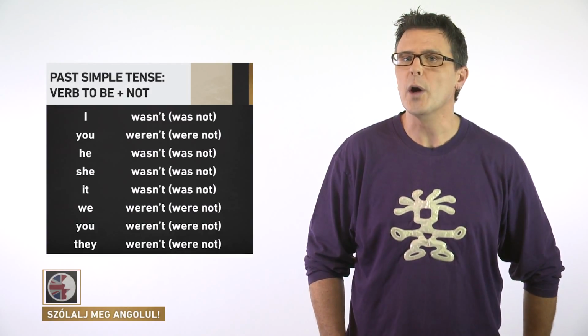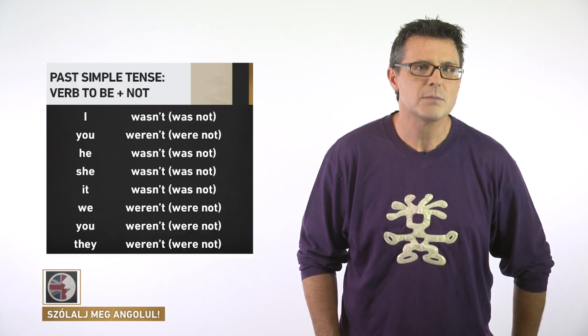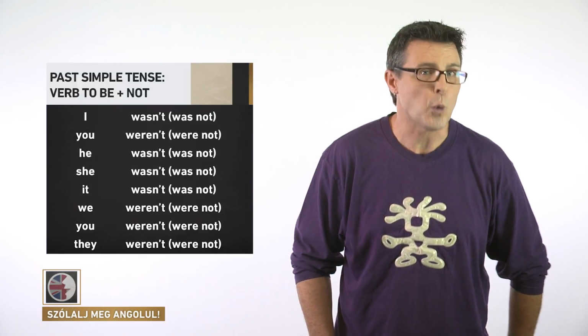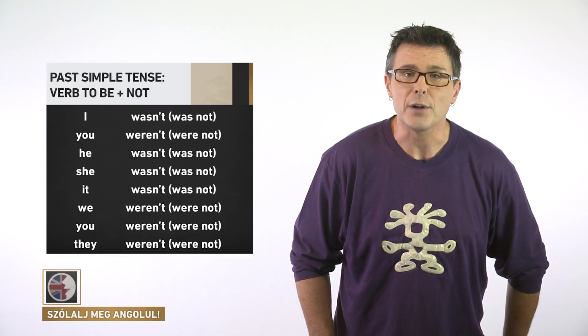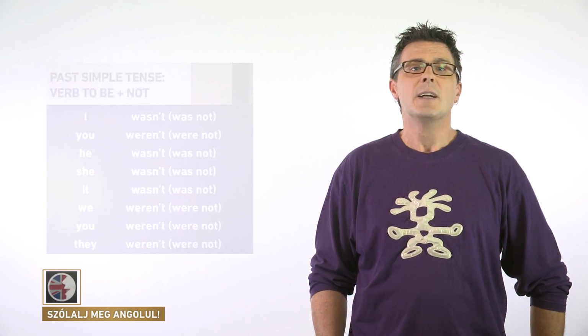So, we know the full form, but we normally use the short form. I wasn't, you weren't, he wasn't, she wasn't, it wasn't, we weren't, you weren't, they weren't. Great! So, we know about not. Good, great, ginormous, as my sister used to say.